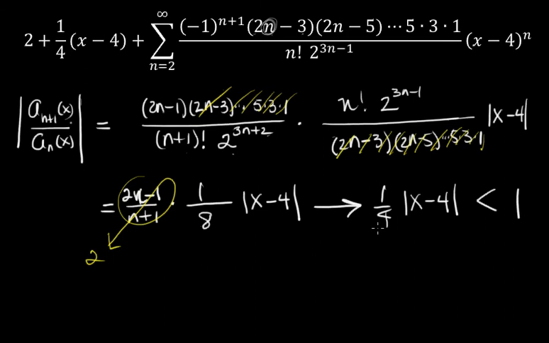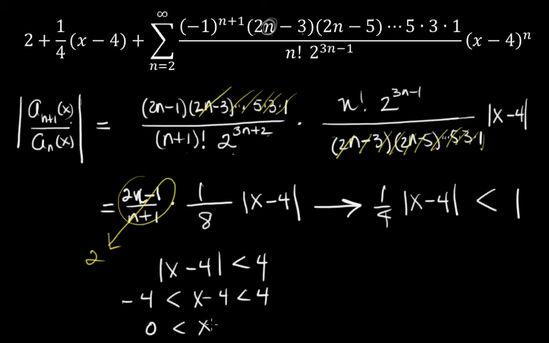x has to be a number which makes this limit less than 1. So in other words, x minus 4 in absolute value is less than 4. So x minus 4 is between 4 and negative 4. Adding 4 across, we get 0 is less than x is less than 8. So we find that this series converges on the interval 0, 8, and not outside of that interval.